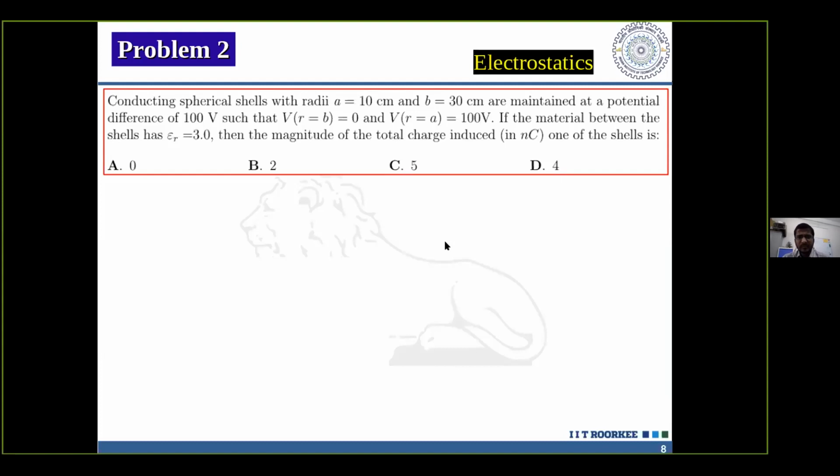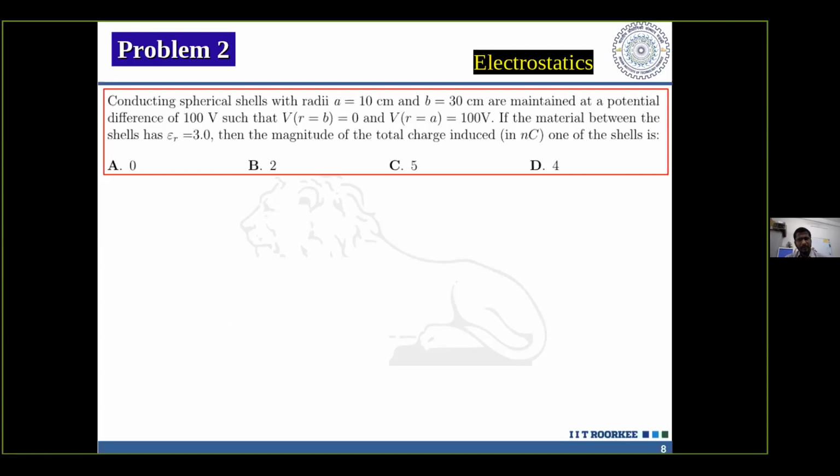What we have is two conducting spherical shells, one with radius A and another with radius B, which is 30 centimeter, which are maintained at a potential difference of 100 volts, such that the outer shell is at ground potential and the inner shell has a potential of 100 volts. Now, if the material between these two shells is made up of some dielectric for which the dielectric constant is 3, we want to find the magnitude of total charge induced on one of the shells. How to go about it?